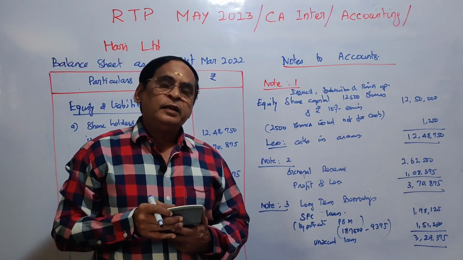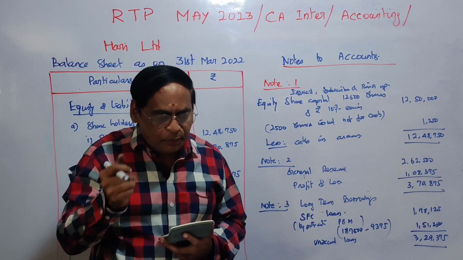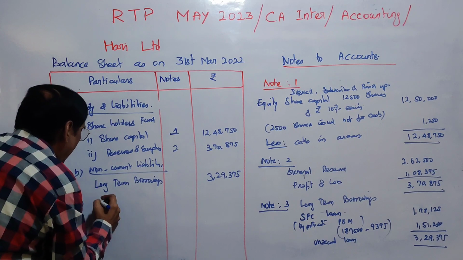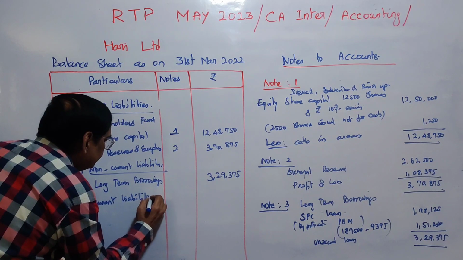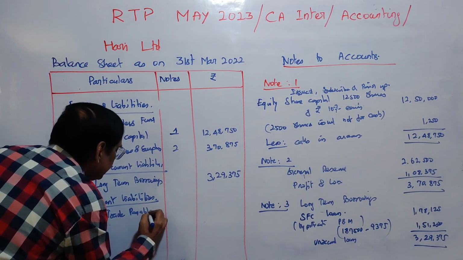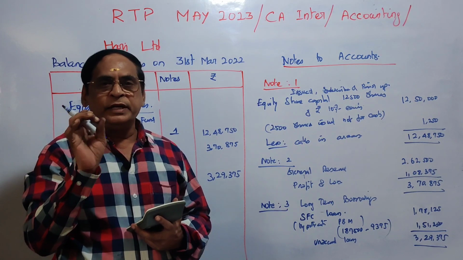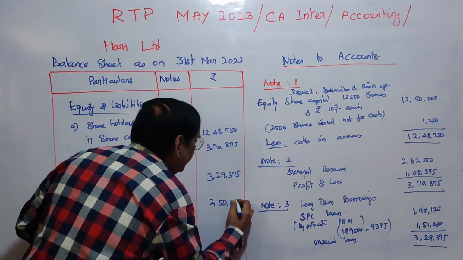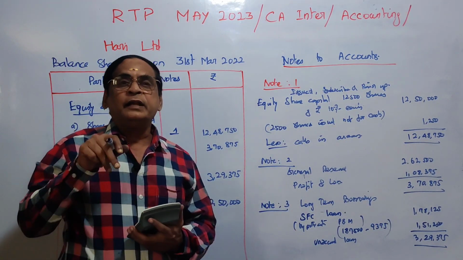In current liability, if there is an unsecured loan it will come there, and then trade payables, other provisions, etc. Under current liabilities, trade payables. Trade payables means sundry creditors. How much trade payables? The amount given is 2,50,000 rupees. There is no adjustment, so we have to mention 2,50,000 rupees. No need of giving a note here. Trade payables 2,50,000.